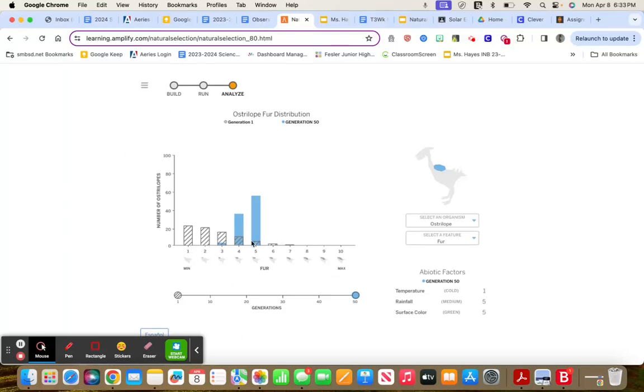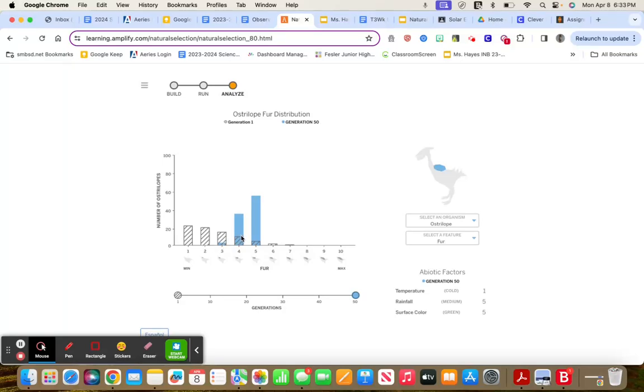So the original bars, this bar, like right here with the line through it, these are the original population. If I go back to the beginning on the slider, this was the Australope population that we started with. Then we made the environment cold, and over time, things changed. So the blue bars are what we ended with. So there's no more. All of the ones with level 1 and 2, they died.